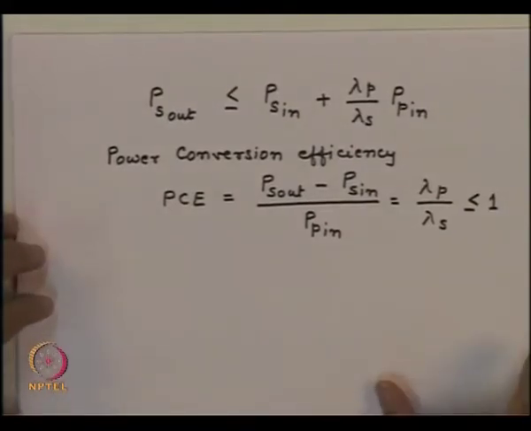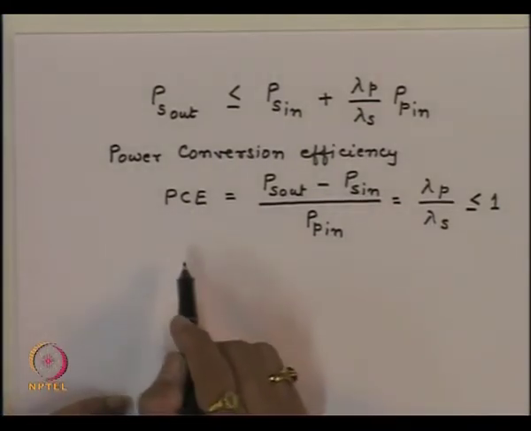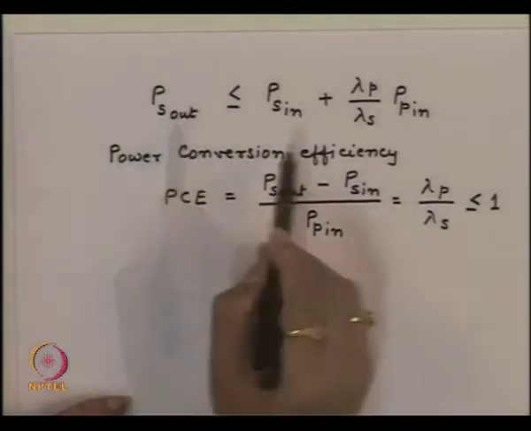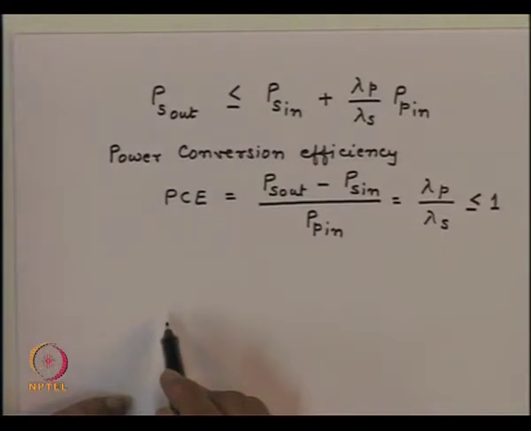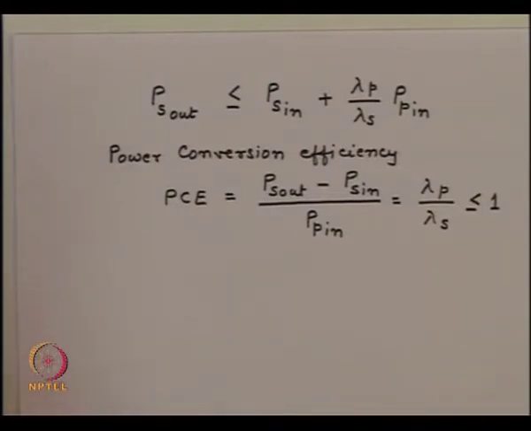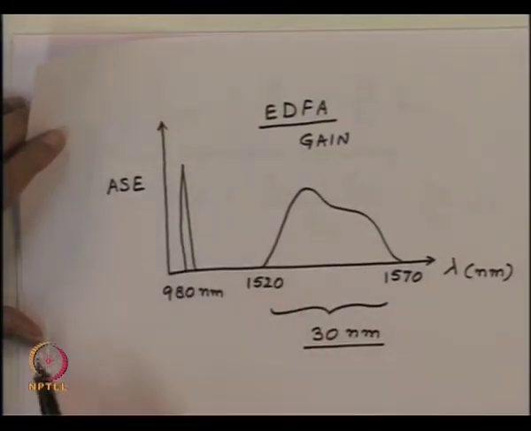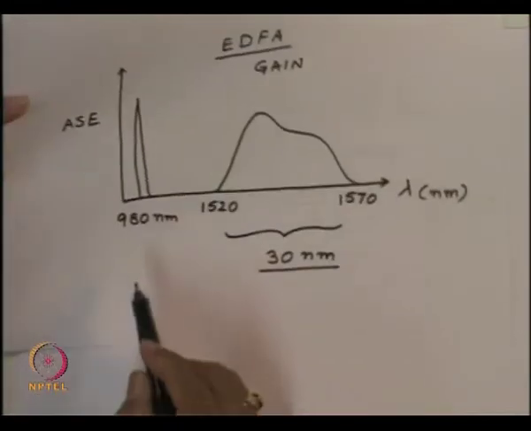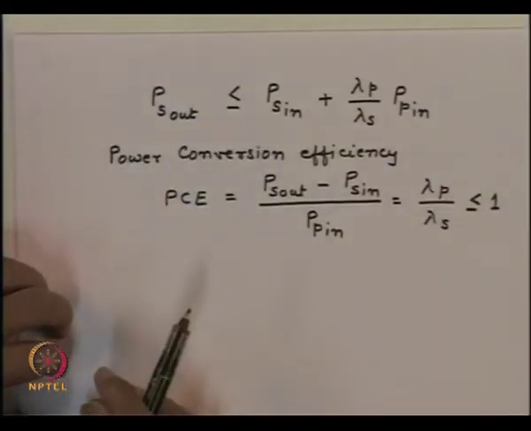Now the quantity which we are having here, we have this power conversion efficiency, which is essentially P_S,out minus P_S,in divided by P_pump,in, and that quantity is lambda_P divided by lambda_S. And as we have seen from our spectrum, this is the wavelength which is lambda_P, and that's the wavelength which you are going to get, which is lambda_S. So this quantity is always less than or equal to 1.